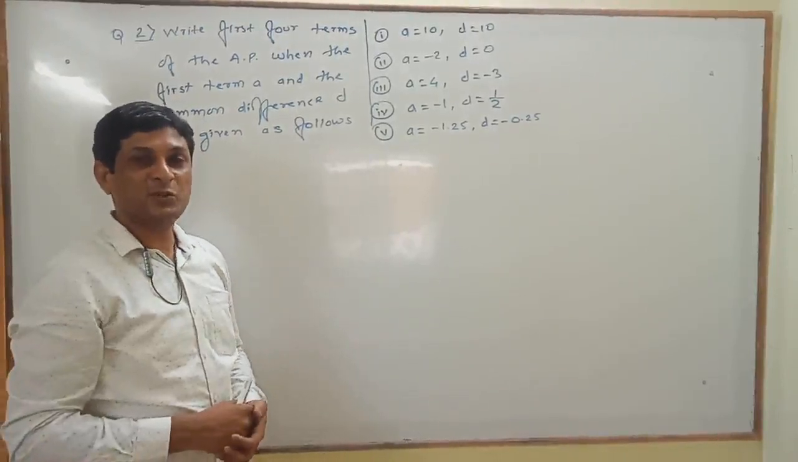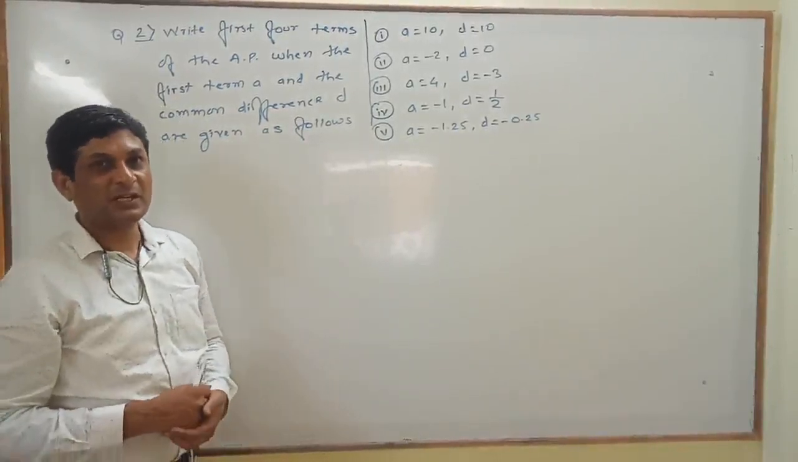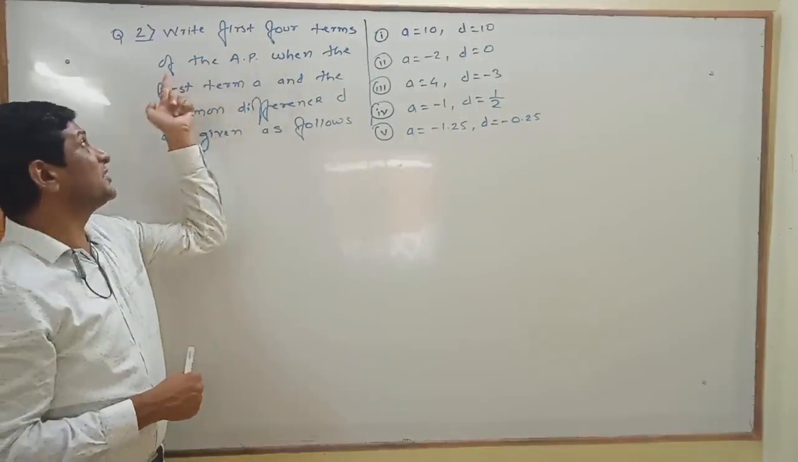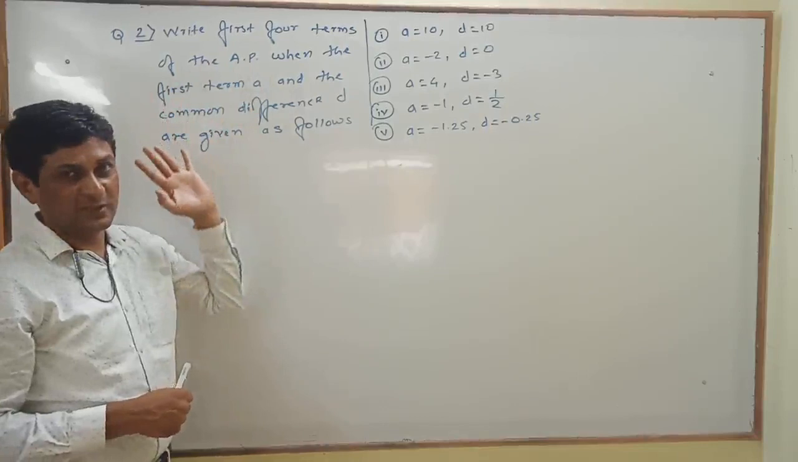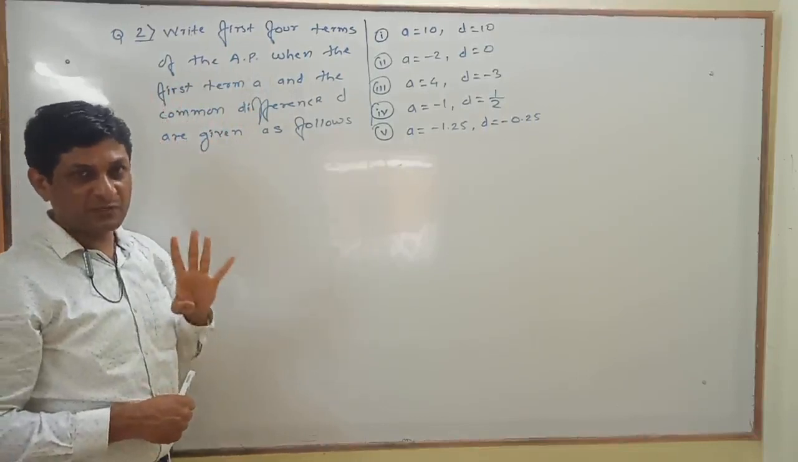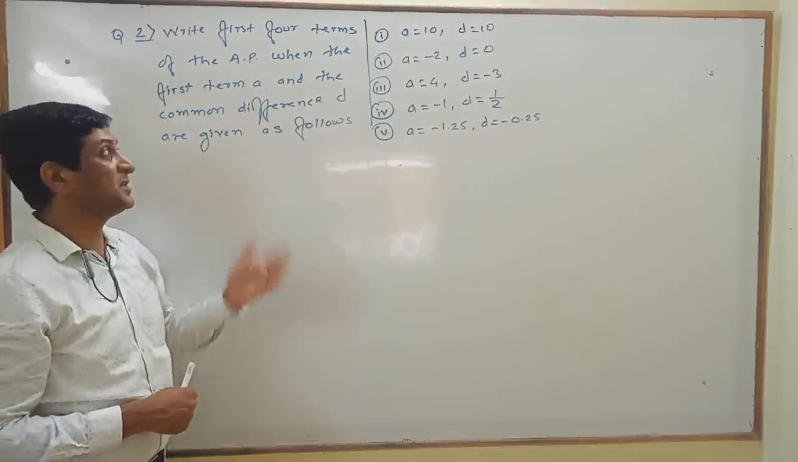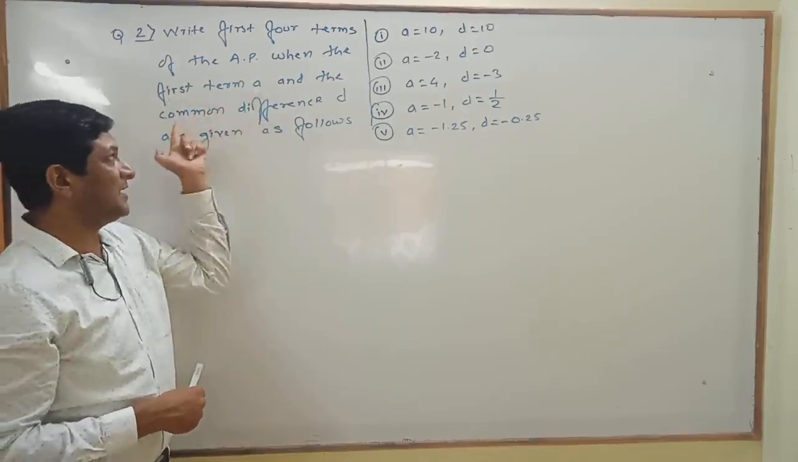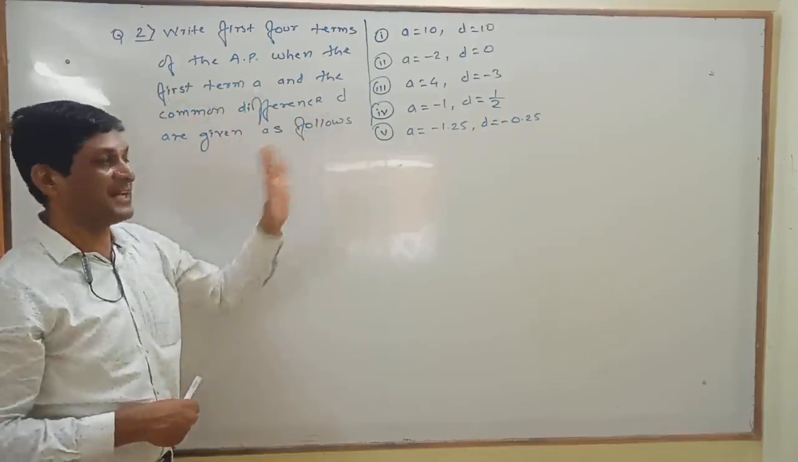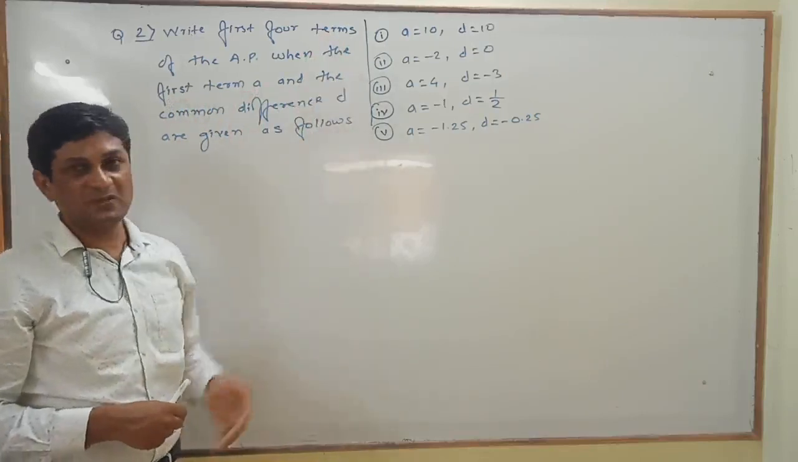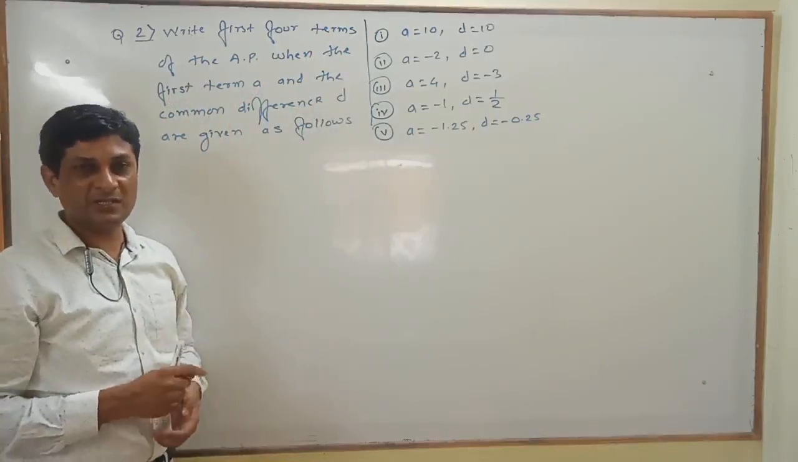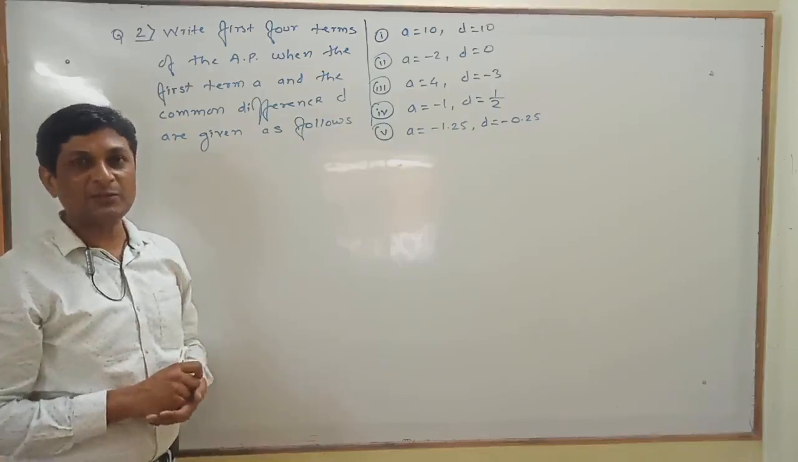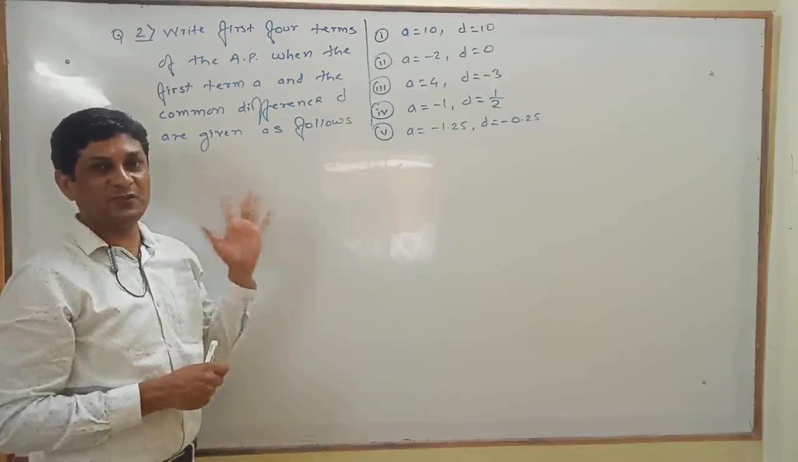Now we will solve question number 2. See what is question number 2. Write the first 4 terms of the arithmetic progression. Means we have to find out the first 4 terms of the arithmetic progression using the given condition. What is the given condition? When the first term a and the common difference d are given as follows. So in this question total 5 examples are given to us. Using the first term a and the common difference d, we are trying to find out the first 4 terms.